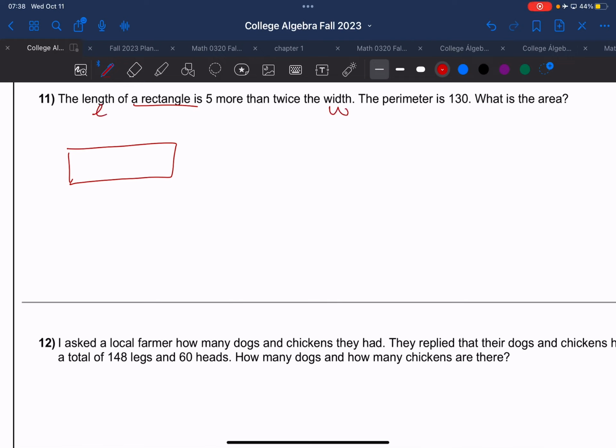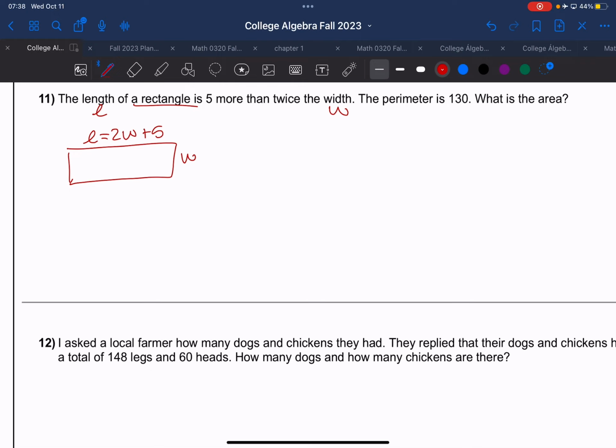Okay, so it says the length equals 5 more than twice the width. How would that look like in an equation? Where does that 5 more than go? Plus 5 at the end. And how would we write twice the width? 2W. So that means our length is represented as 2W plus 5. Does it mention anything about our width? No, so that's just going to be W.